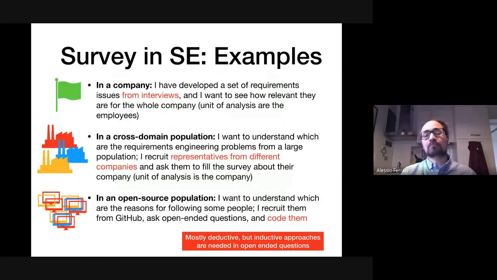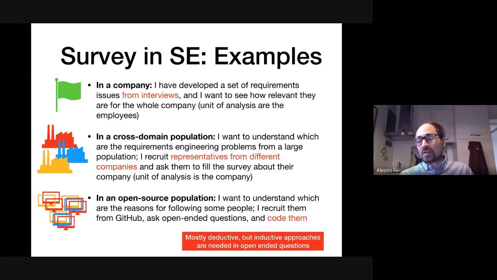So let's see some examples, because I mentioned that you can survey companies, you can survey people. Let's start, for example, from the first point. Here there is an example of survey in software engineering in a company, and I have developed a set of requirements issues from a set of interviews. So I've interviewed people in a certain company, like 10 representative people, and I asked them what are the typical problems in requirements in the company, and I have performed a grounded theory.